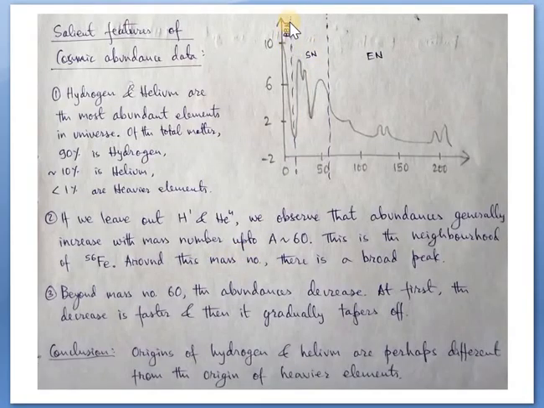Now, I have also demarcated the various regions. These nuclei are formed by Big Bang nucleosynthesis. This is by stellar nucleosynthesis. These are formed by explosive nucleosynthesis. Now beyond this mass number 60, the abundances decrease, you see. At first the decrease is faster and then it gradually tapers off. So the conclusion we reach is that the origin of hydrogen and helium is perhaps different from the origin of the other heavier elements.